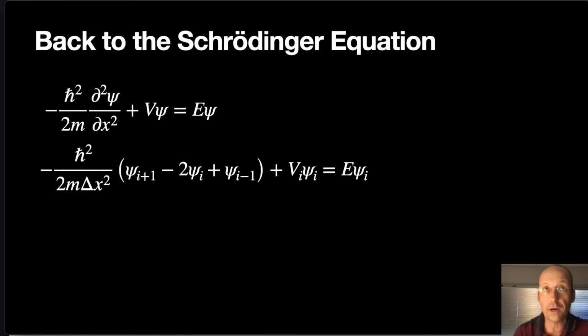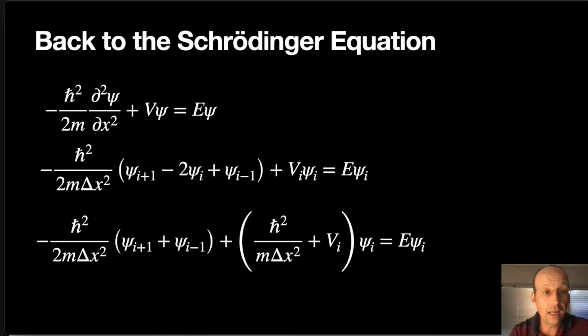I pulled the delta x squared out because it doesn't change, and I get those terms. You'll notice I have a psi i+1 term, a psi i term, a psi i-1 term, and more psi i terms. These are all psi's, right? If I group them together in a logical way, I have two terms, psi i+1 and psi i-1, then this is all psi i, and over here I have E psi i. That's what I want.